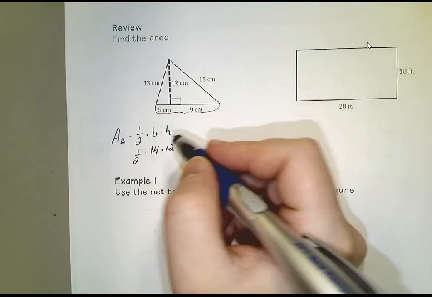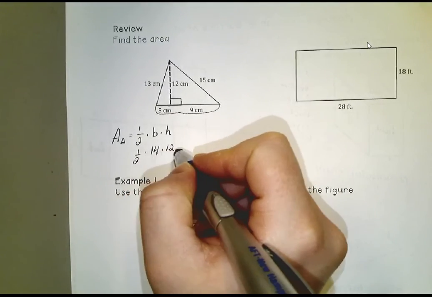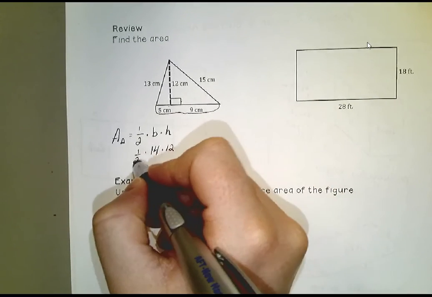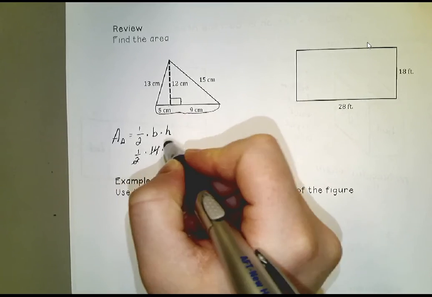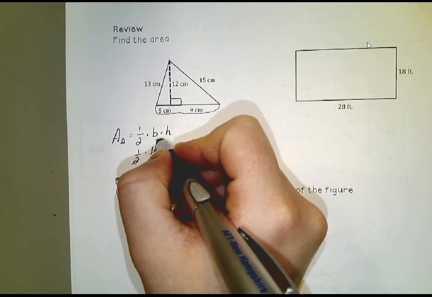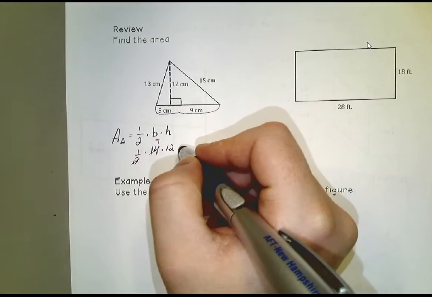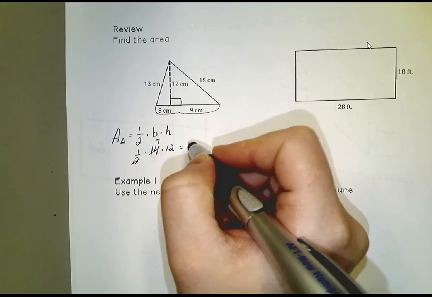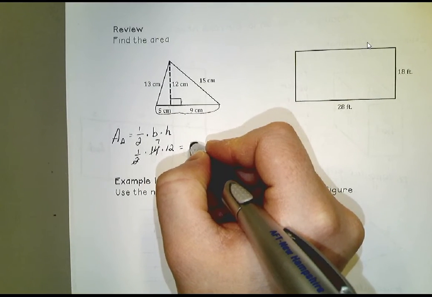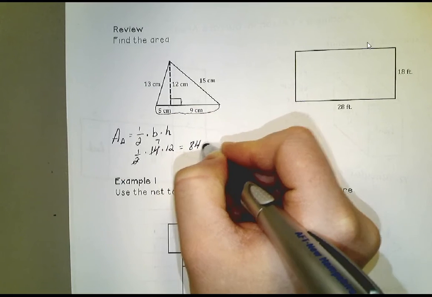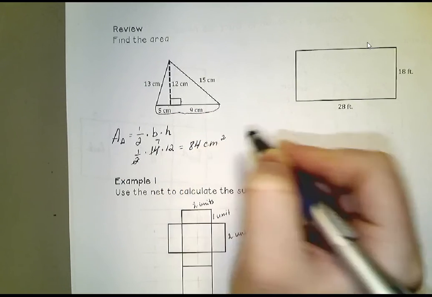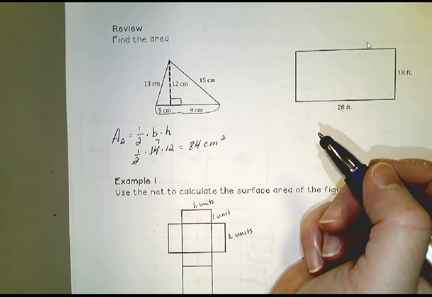Okay, so we are going to multiply 14 by 12 by 1/2. I can simplify right away 14 and 2, and I will get 7. And 7 times 12 is going to be 84 centimeters squared. For the rectangle, it's even easier.